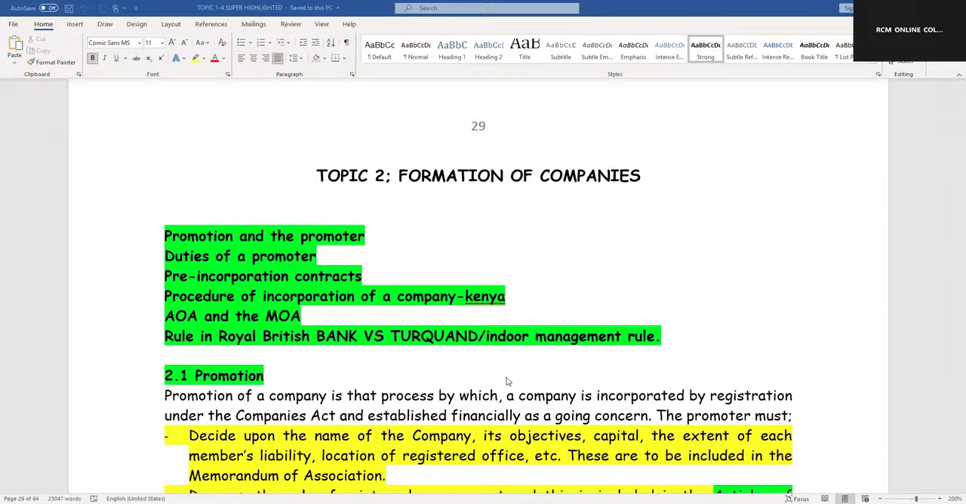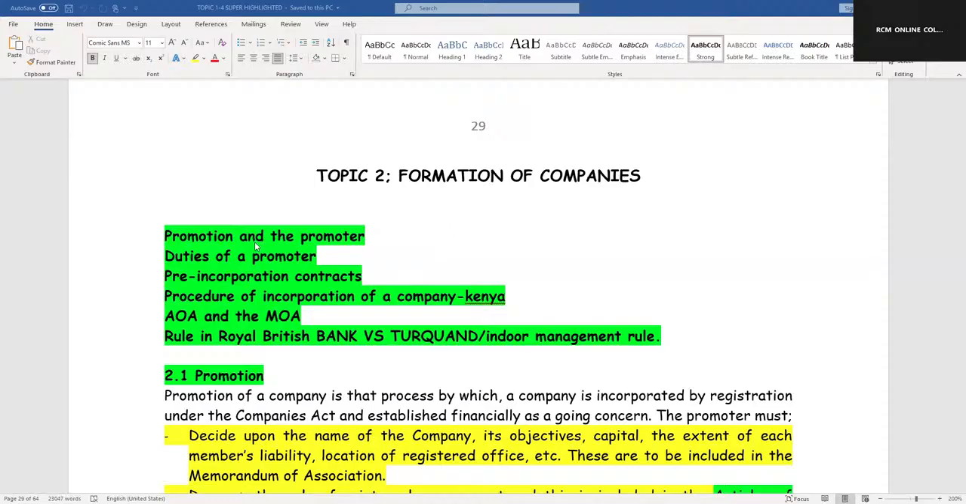Under this topic, what you're going to learn is how you can form a company. And what are some of the prerequisites or requirements regarding formation of companies, under the relevant governing laws? What are the requirements regarding how a company could be formed?